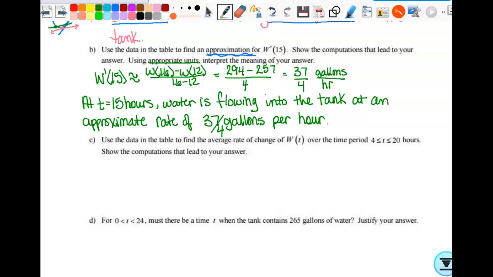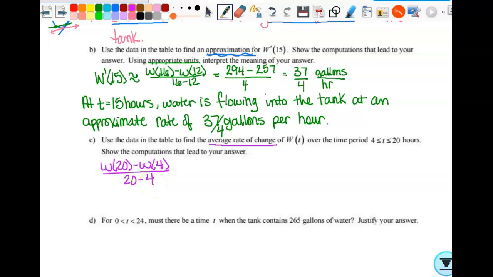Okay, so now it says, use the data in the table to find the average rate of change. It straight up tells me to find the average rate of change. That means I'm going to find slope over the time period from 4 to 20 hours. It just says show the computations. So my average rate of change from 4 to 20 is going to be W of 20 minus W of 4 over 20 minus 4.